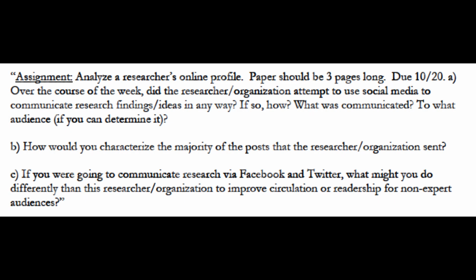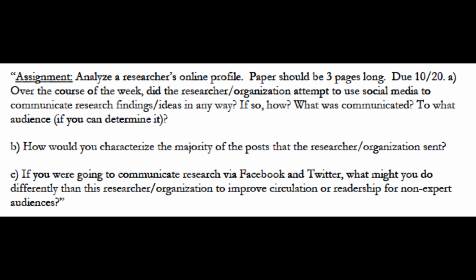Assignment: analyze a researcher's online profile. Papers should be 3 pages long, due 10/20. A. Over the course of the week, did the researcher organization attempt to use social media to communicate research findings or ideas in any way? If so, how? What was communicated? To what audience, if you can determine it?